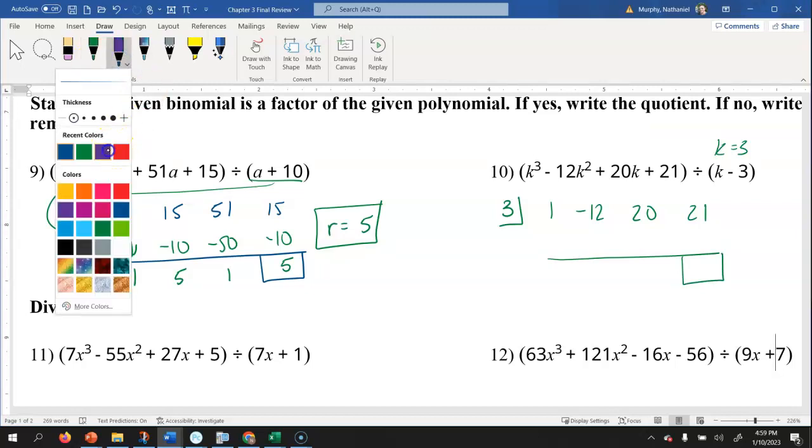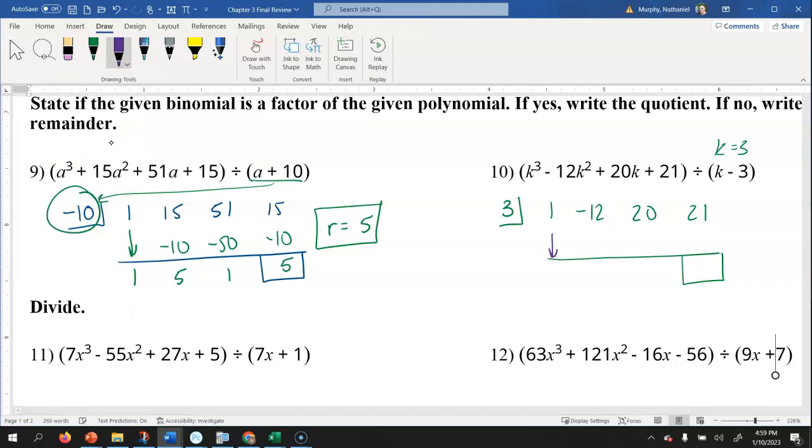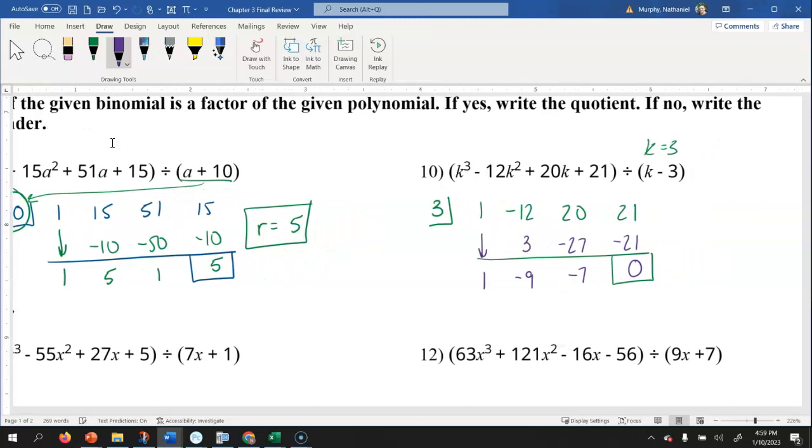All right, so now let's go through that same process. Bring down the 1. Multiply. 3 times 1 is 3. Negative 12 plus 3 is negative 9. Multiply. 3 times negative 9 is negative 27. Add those together, that gives me negative 7. 3 times negative 7 is negative 21, leaving me with no remainder.